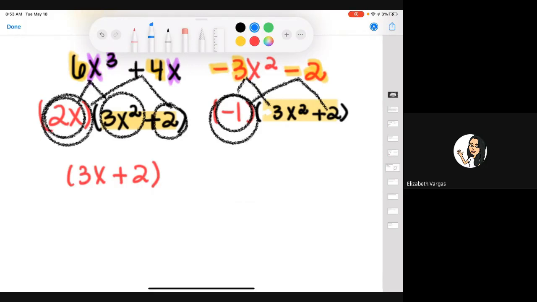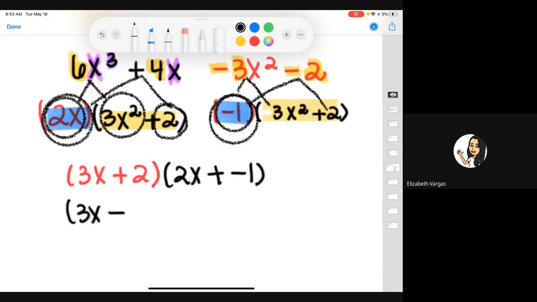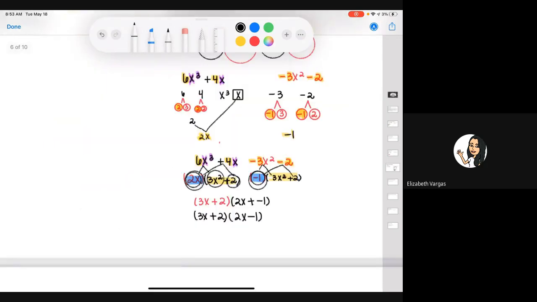But here again, I have different ones. I have a 2x and I have a negative 1. If they are different, then I'm adding them together. So 2x plus negative 1. Or I can write it as 3x plus 2, 2x minus 1. And so that would represent my factored polynomial.